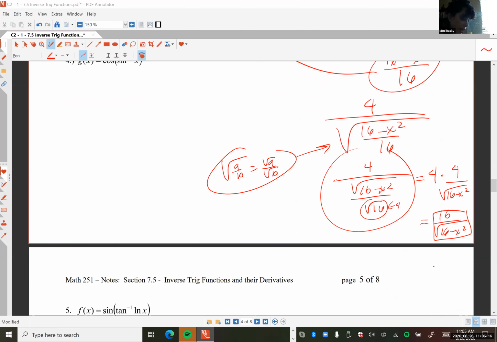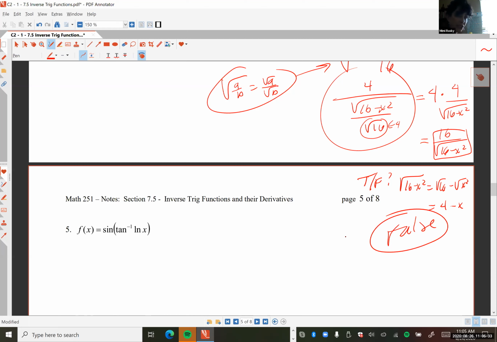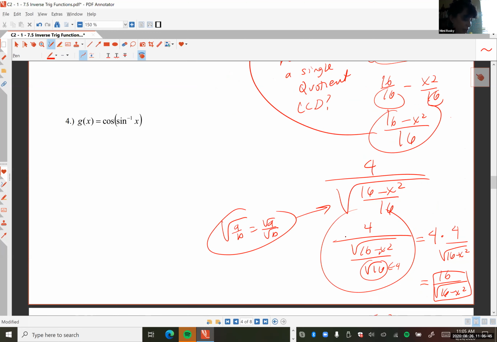Let me ask you a question. Is this true or false? False. False. False. Good. That is false. If I see anybody in the class doing any of that nonsense, you're going to hear from me. You're not allowed to distribute a radical over a sum or a difference. That's illegal math. It's not even close to being true. Okay? So please don't do it.